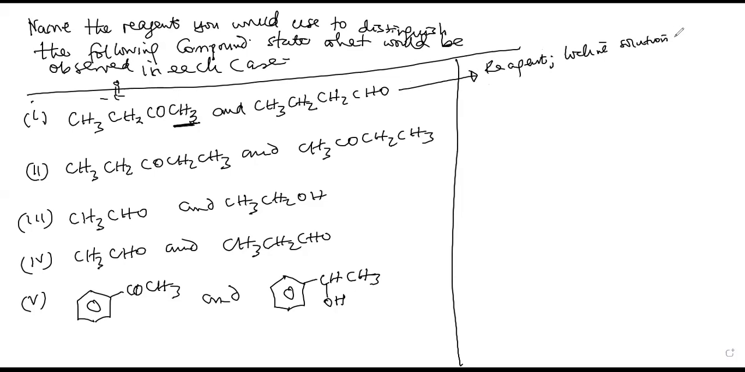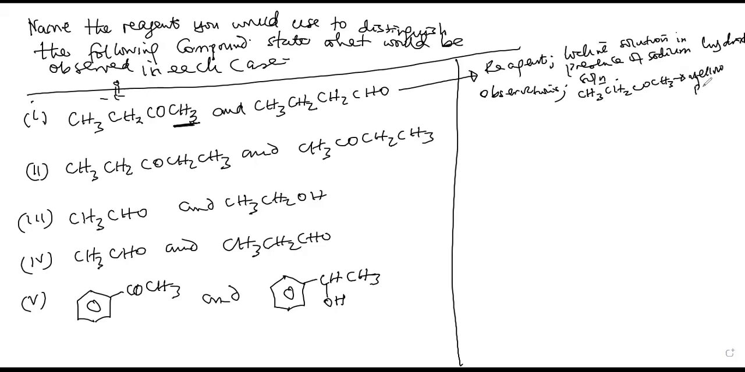in presence of sodium hydroxide solution. Observations, the way you state observations matters. With CH3CH2COCH3, we observe a yellow precipitate. While this one, there is no observable change. That is one.